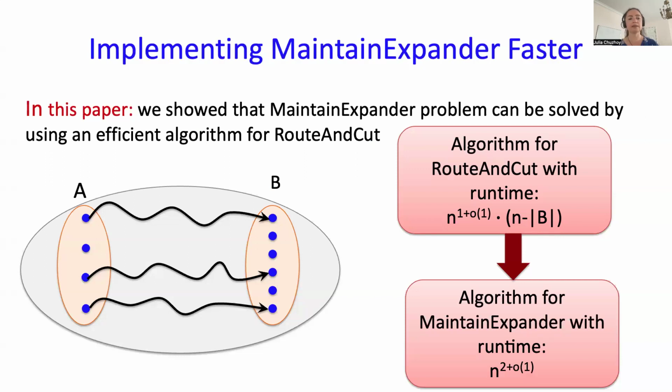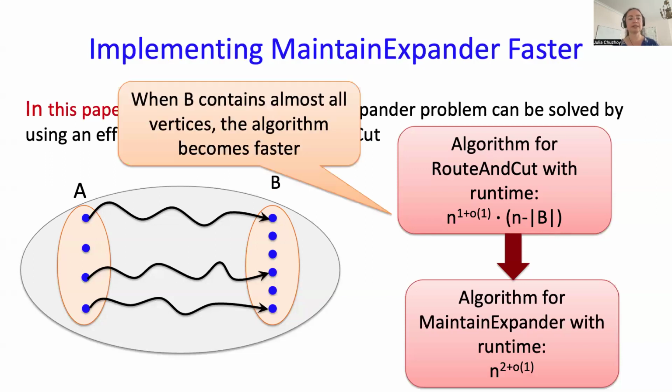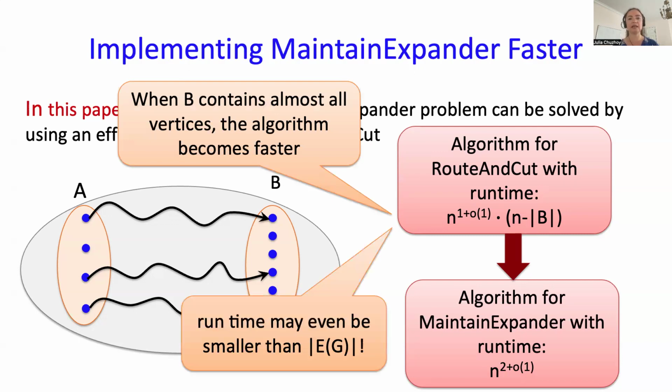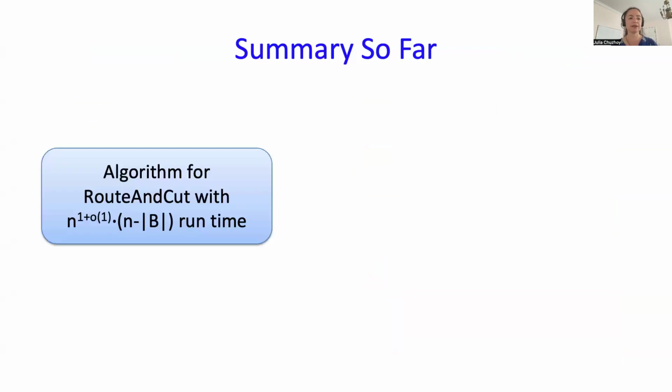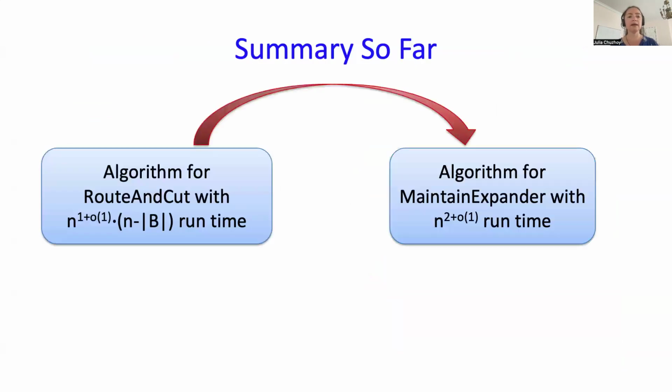If this set B of vertices contains a lot of vertices of the graph, almost all the vertices, then the algorithm becomes quite fast. In fact, it may even be faster than the time that is needed to read all the edges in the graph. And this is necessary for our reduction. So this reduction is non-trivial, but I don't have time to go into it. To summarize, what we show is that if we get this very efficient algorithm for route and cut, then we get an algorithm for maintain expander with time roughly n².